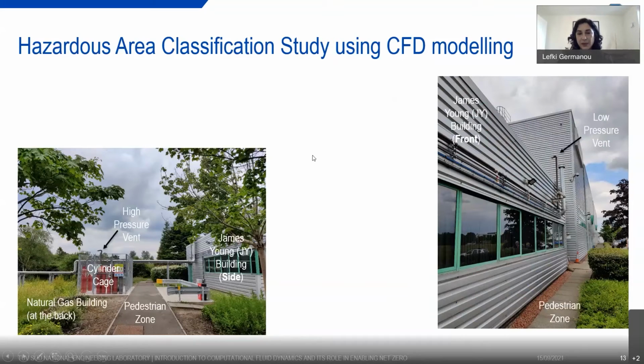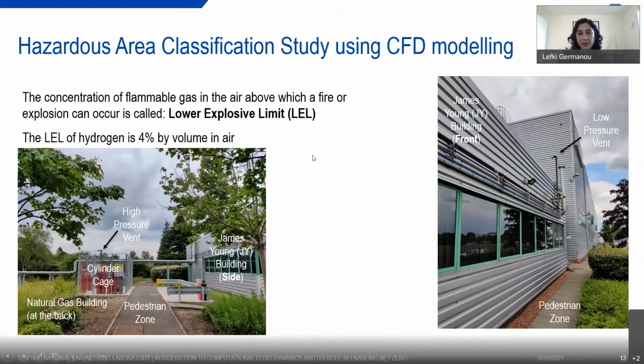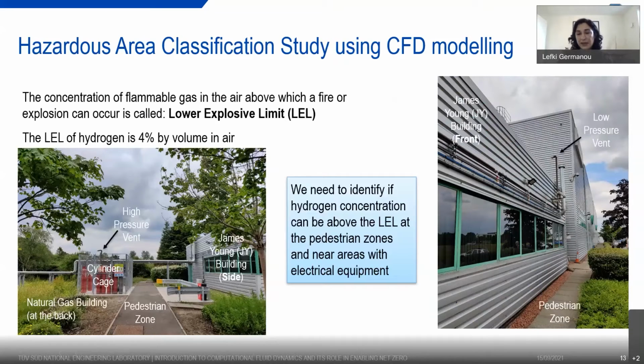At this point, I would like to introduce an important term in our study. The concentration of flammable gas in the air above which a fire or explosion can happen is called the lower explosive limit. This limit for hydrogen is 4% by volume in the air. Therefore, we need to identify if the hydrogen concentration can be above this LEL limit in the pedestrian zones or in areas near electrical equipment.